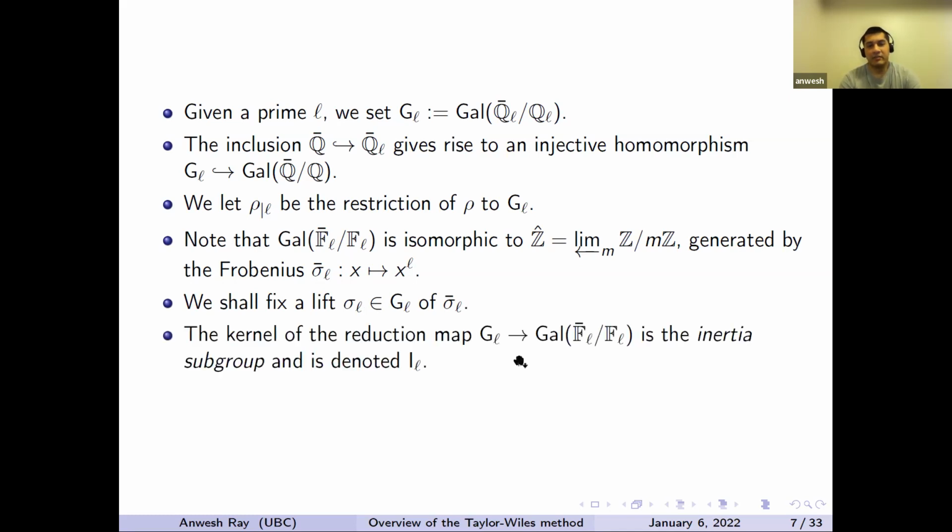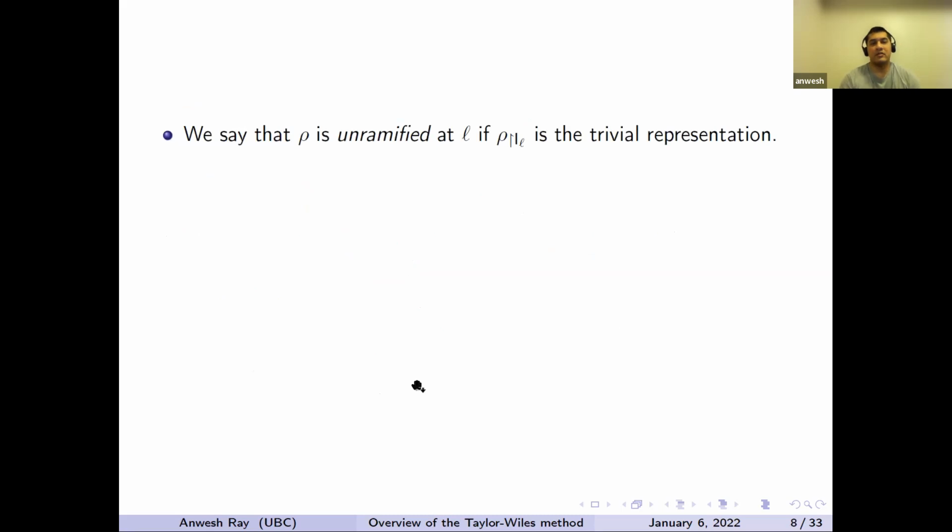And the kernel of the reduction map from G_l to the absolute Galois group of F_l is called the inertia group. And the inertia group is going to be denoted by I_l. So now we have this global Galois representation. We say that rho is unramified at l if, when we restrict rho to I_l, we get the trivial representation.